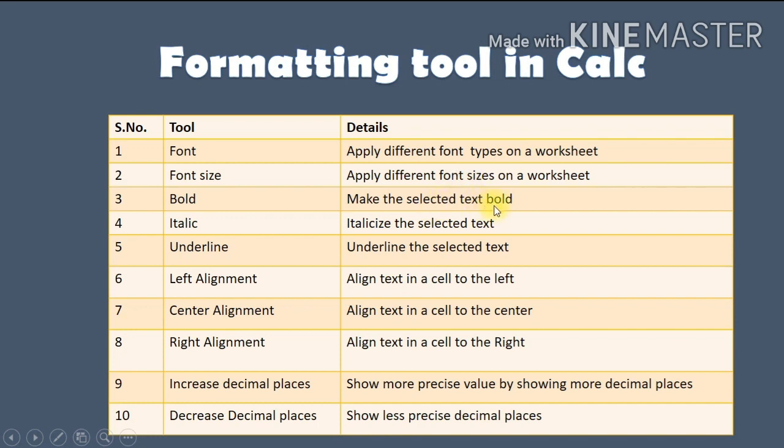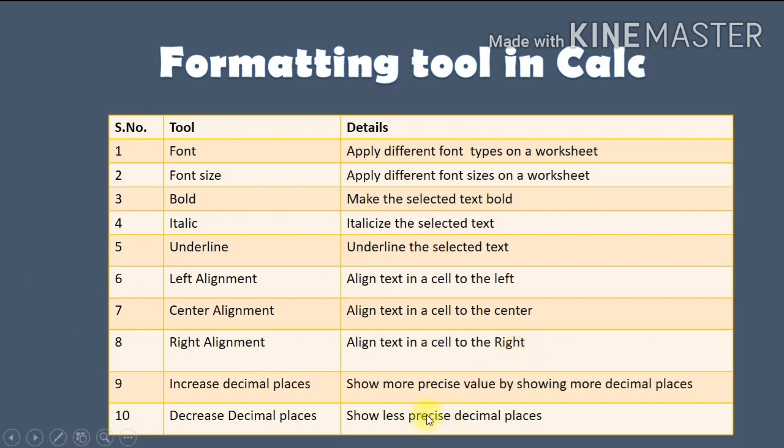And bold, it makes our text bold. Italic, it makes our text italic. Underline is used to underline the text in a worksheet. Left alignment is used to align the text in a cell to the left. Center alignment is used to align the text in a cell to the center and then right alignment is used to align the text in a cell to the right. These alignments are used in the cell to align the text in the worksheet.